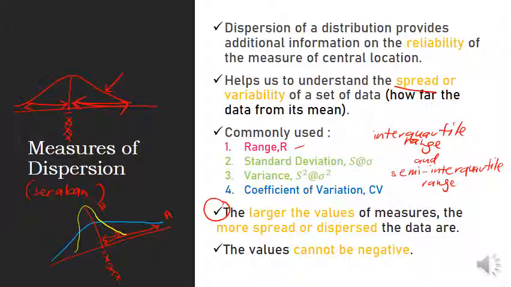Okay, and also always remember that the value of measure dispersion cannot be negative. Bermaksud semua kat sini yang awak kira ni, semua kat sini nilainya mesti positif. Kalau you kira range dapat negatif, maksudnya awak dah salah kira. Measure of dispersion tidak boleh jadi negatif.